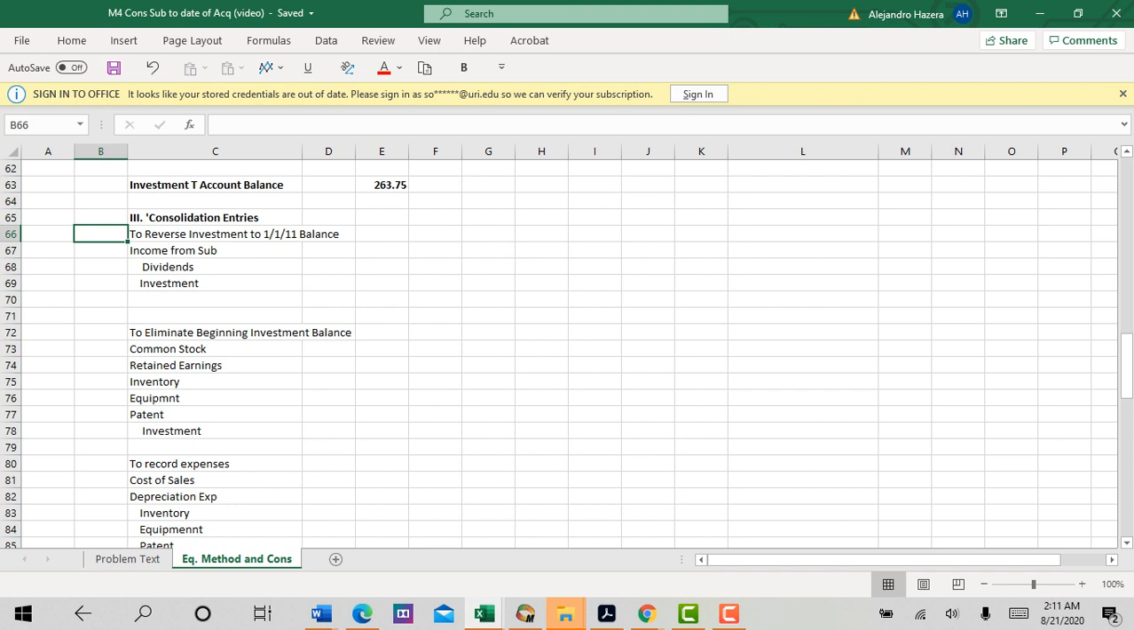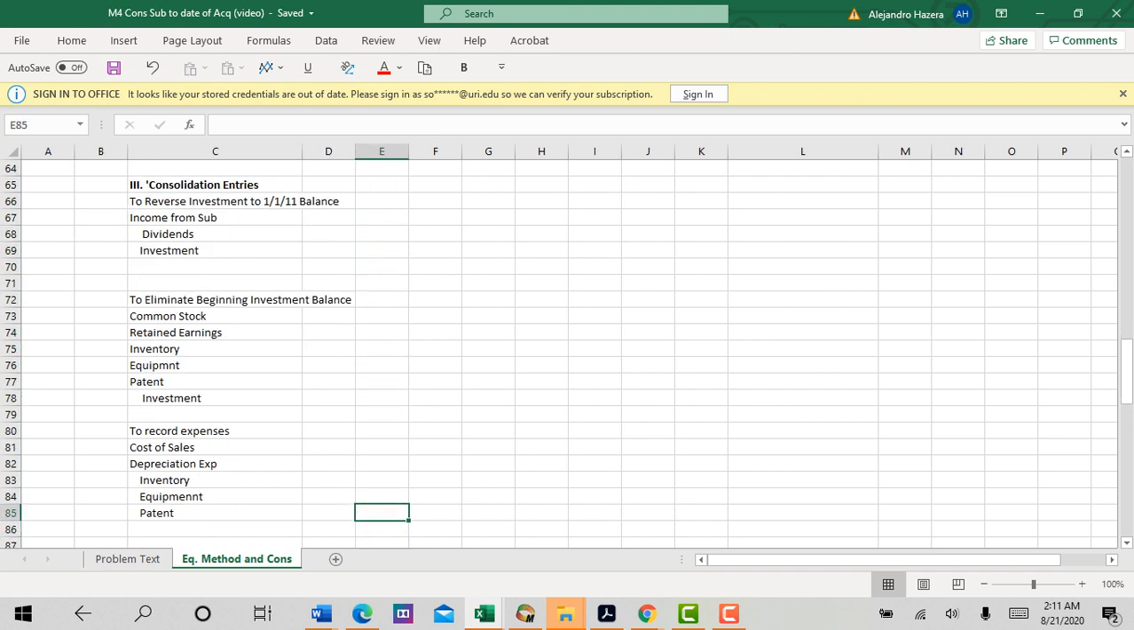Okay, so what we're going to do now is I'm going to do the working paper, the consolidation entries. I'm going to put here, these are working paper entries. And the reason I say they're working paper entries is because they don't affect the accounting system of the parent or the sub.